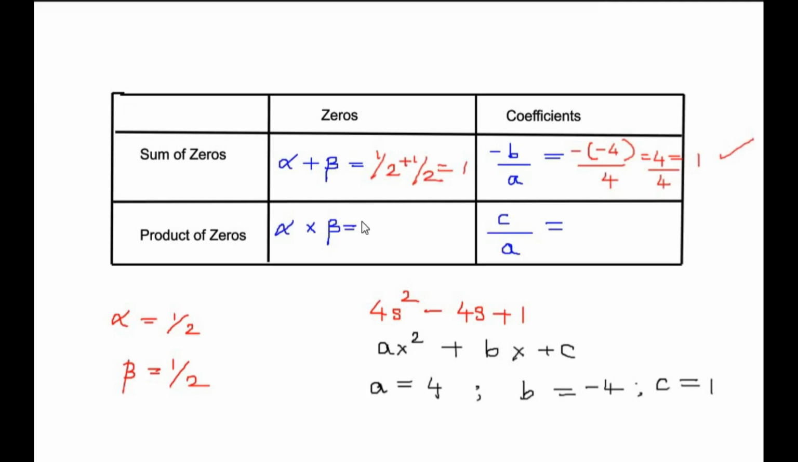And here the product is going to be 1/2 times 1/2, which gives you 1/4. Let us check for the coefficient. c is 1 and a was 4. So the product of zeros and the coefficient is the same. Now let us look at the third subpart of this question.